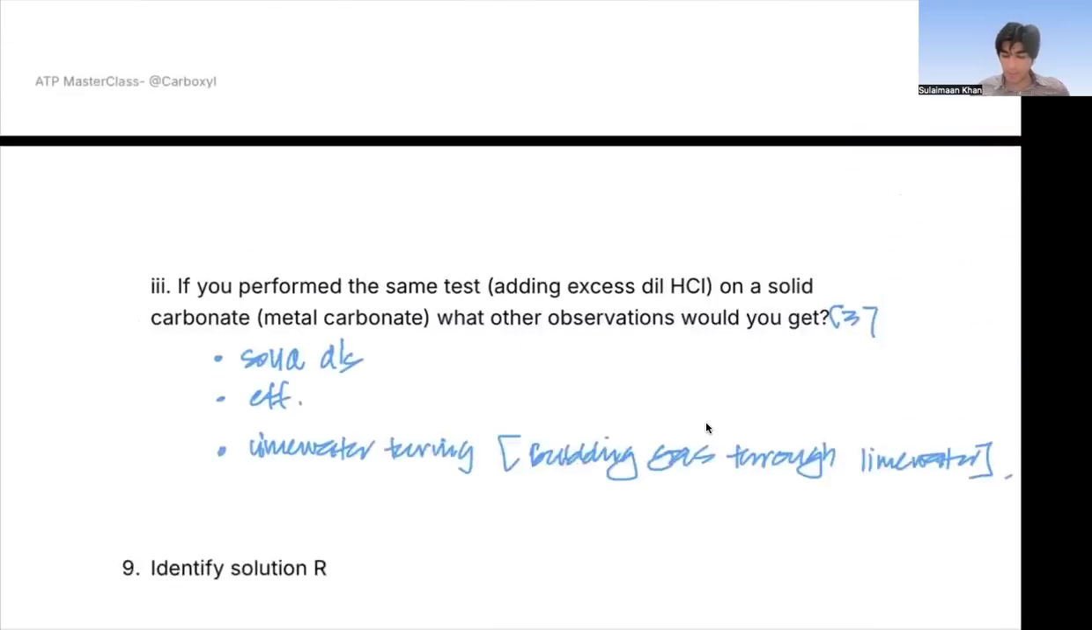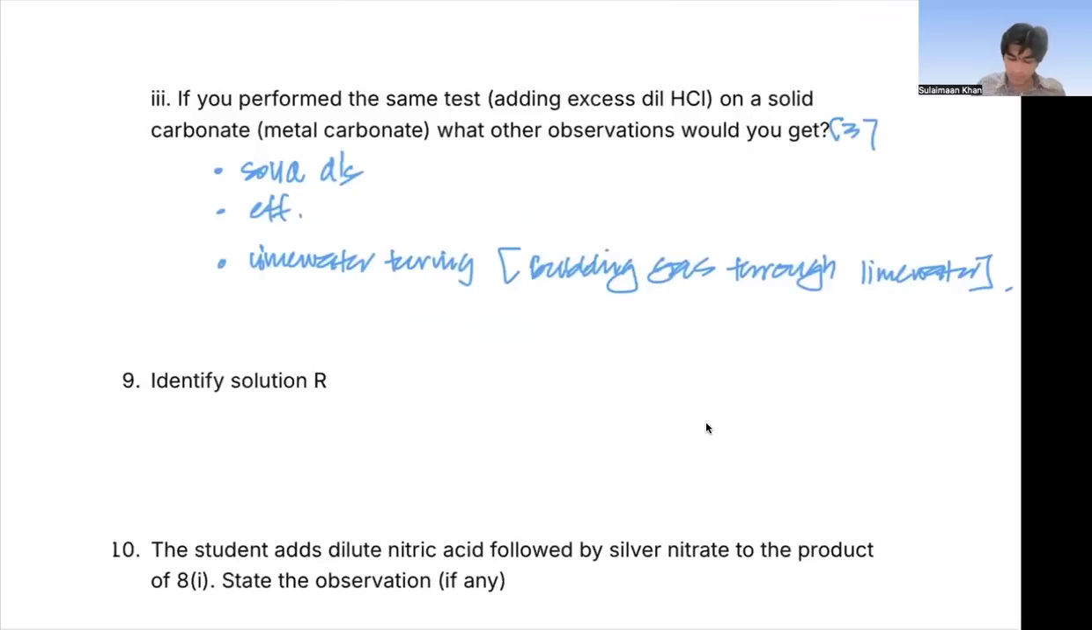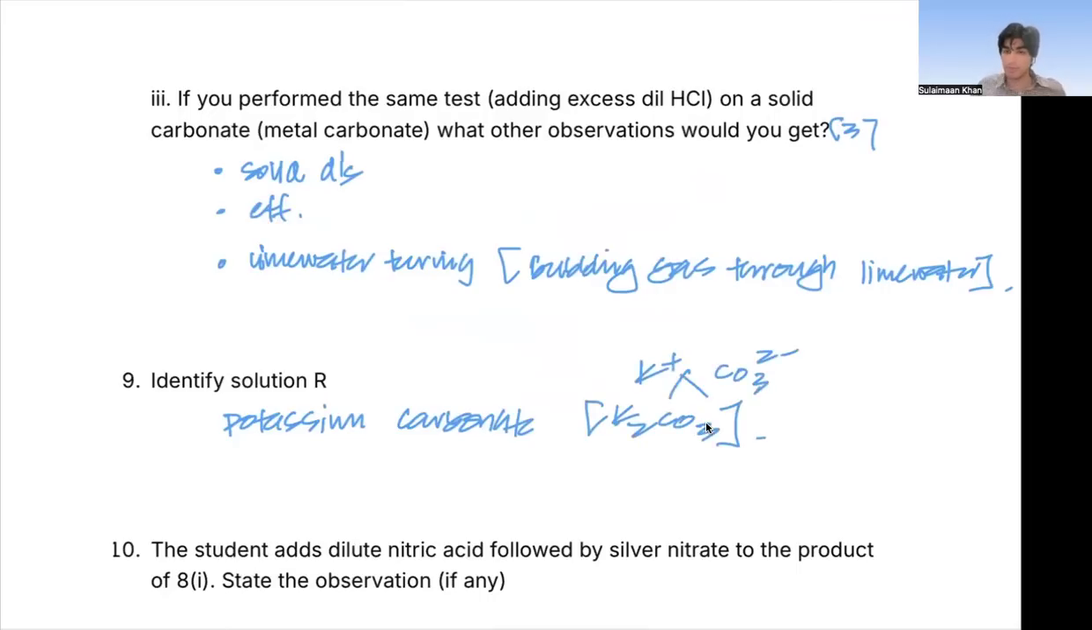Identify solution R. What is solution R? It's potassium carbonate. K2CO3. Why K2CO3? Potassium is plus, CO3 is 2 minus, cross multiply.